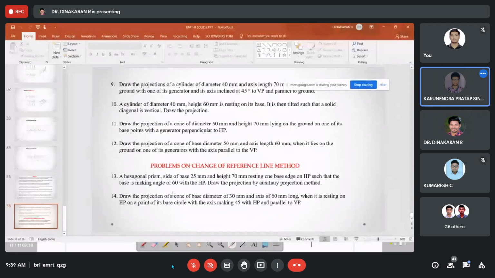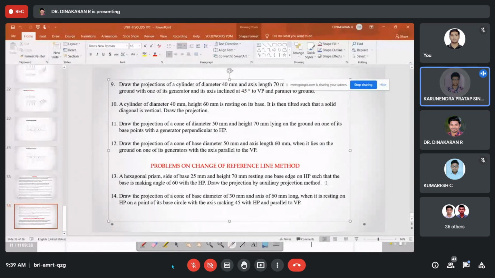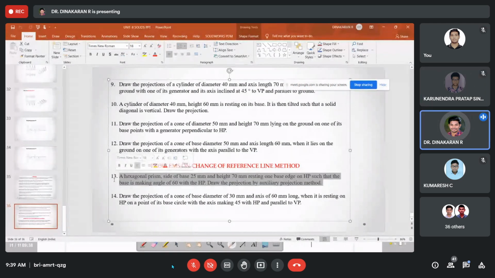Excuse me, sir, in projection of planes, we didn't use the auxiliary method. Yes, but here in solids we have to use it. In projection of planes we only solved single inclination and double inclination. The change of reference method is also there, but if I take it, it takes time, so I restricted it to solids.